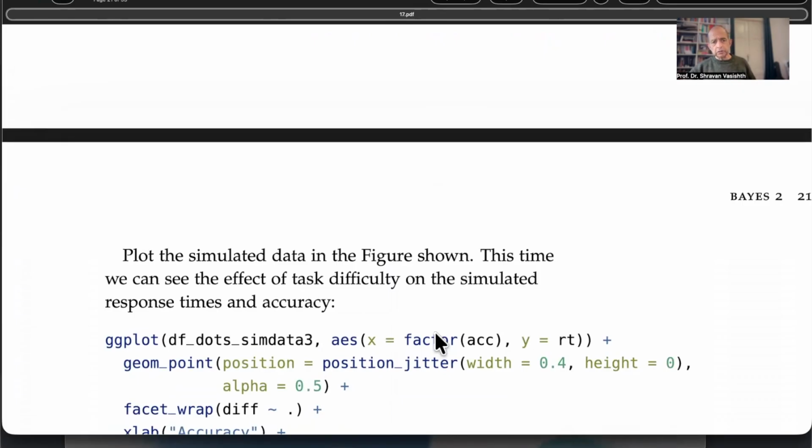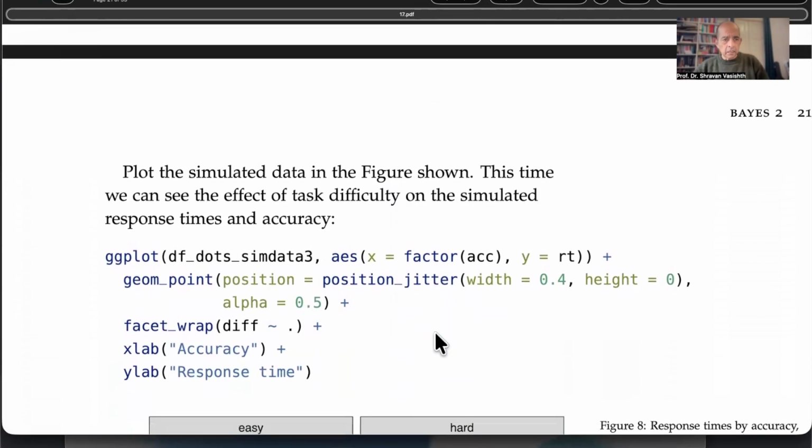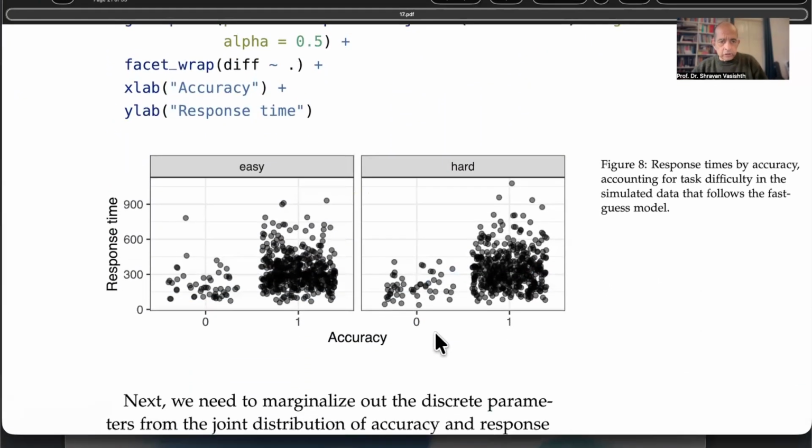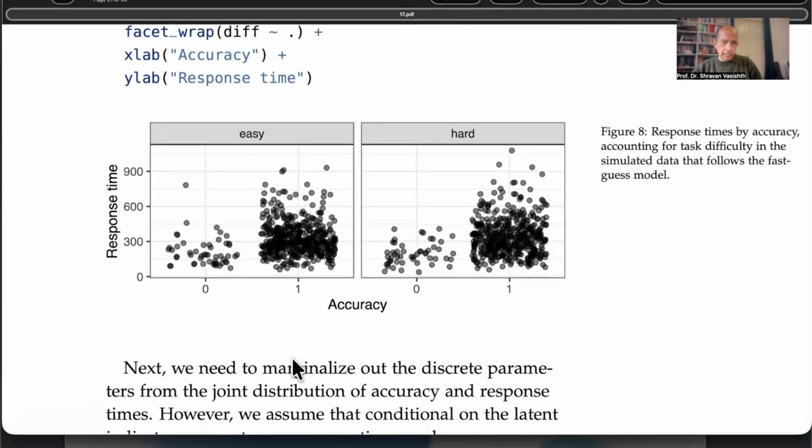So now we can plot the simulated data to see if we get roughly the right ballpark patterns. And so what we see is that for the easy versus the hard cases, one thing that we should notice is that the responses to the easy cases where the response is incorrect, so the accuracy is 0, the response times are faster, right? Because the accuracy will be 0.